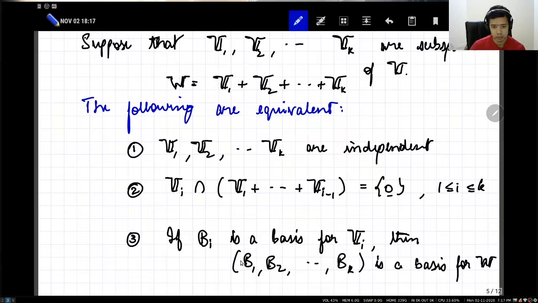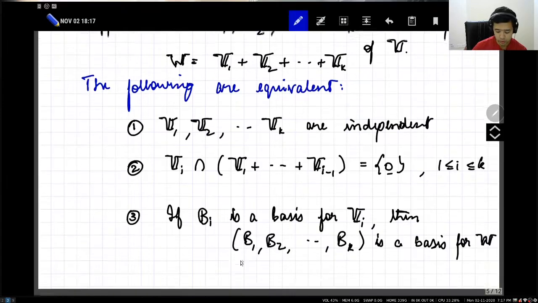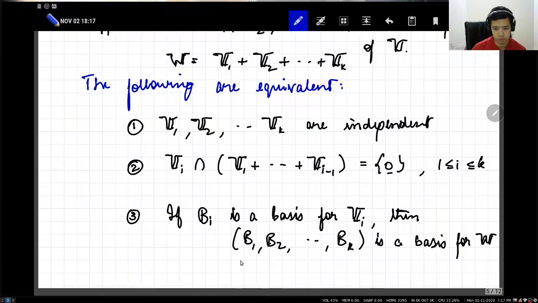The first statement is that the Vi's are all independent. Statement number two says that the intersection of Vi with V1 plus V2 all the way up to V(i-1) gives just the 0 vector. And the third statement is that if I take an ordered basis for V1, let's call it B1, an ordered basis for V2, let's call it B2, and so on all the way up to Bk, so each Bi has a certain number of vectors which is equal to the dimension of Vi.